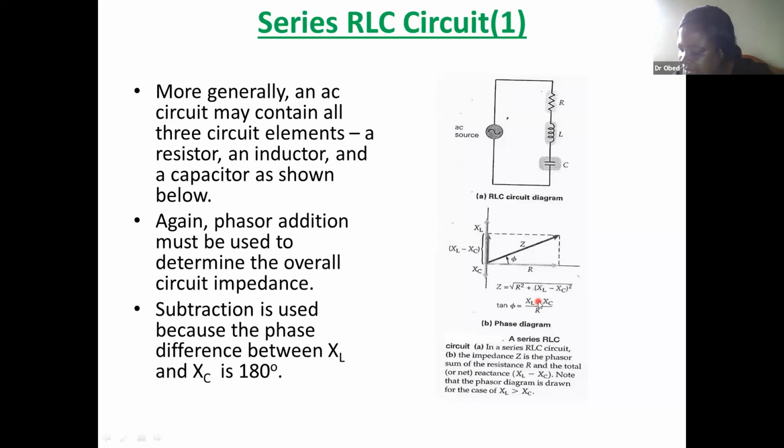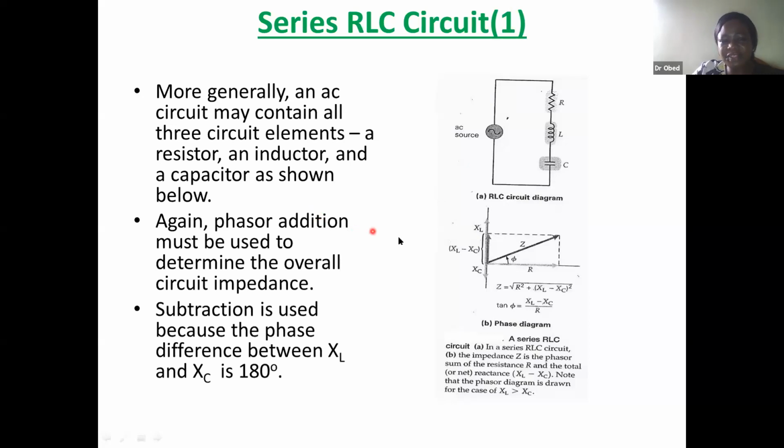Series RLC circuits. More generally, an AC circuit may contain all three circuit elements: a resistor, an inductor, and a capacitor, as shown in this diagram. We have looked at the case where we had just a resistor, just an inductor, and only a capacitor. Now we are looking at the case where we have the three of them combined.